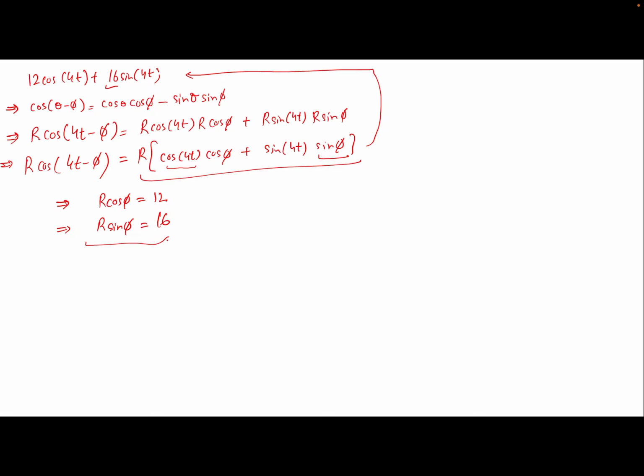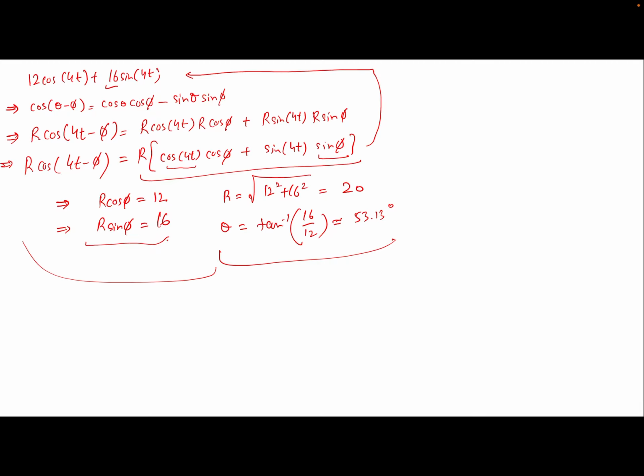Okay, so if that is true, I got a new formula, right? R cos of phi plus R sine of phi, so 12 and 16. So I can easily find the R magnitude, which is the square root of 12 square plus 16 square. It should come out to be 20. And similarly, I can do theta, tangent inverse 16 over 12. The angle should come out to be 53.13 degrees. Okay, so this is nice. So you got this thing. I can replace both of these numbers now back over here.